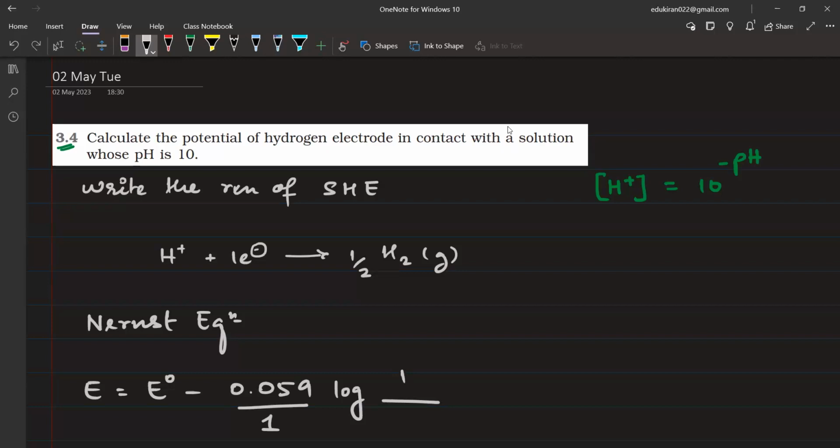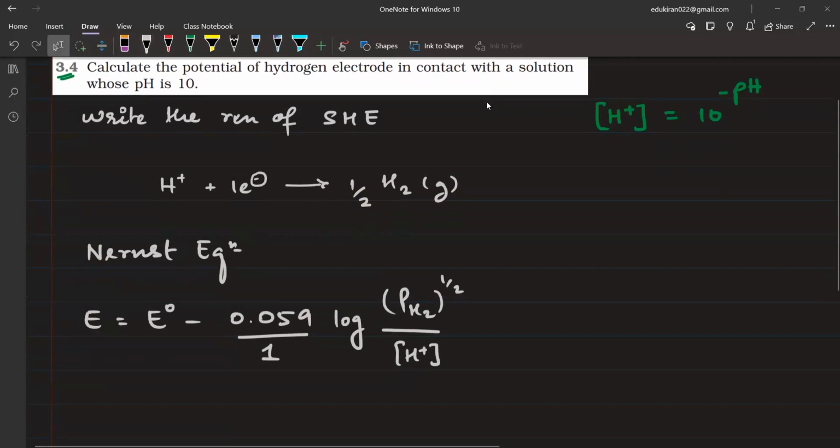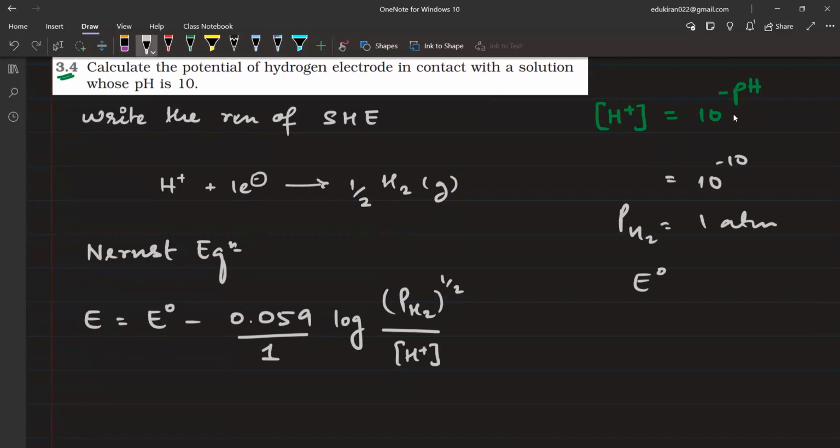When we have H2 gas, what do we take? Pressure of H2 gas to the power half, right? Then divided by the concentration of H plus. Okay? Is that done? Now, concentration of H plus will be equal to 10 to the power minus 10. The pressure of H2 gas will be equal to 1 atm. And E naught will be equal to 0 because it is the standard hydrogen electrode.